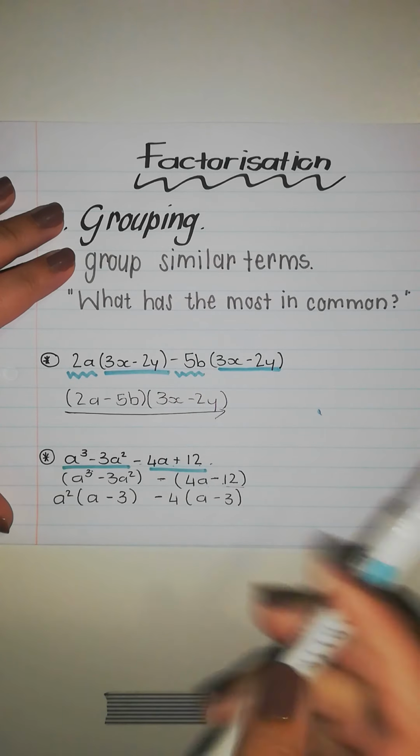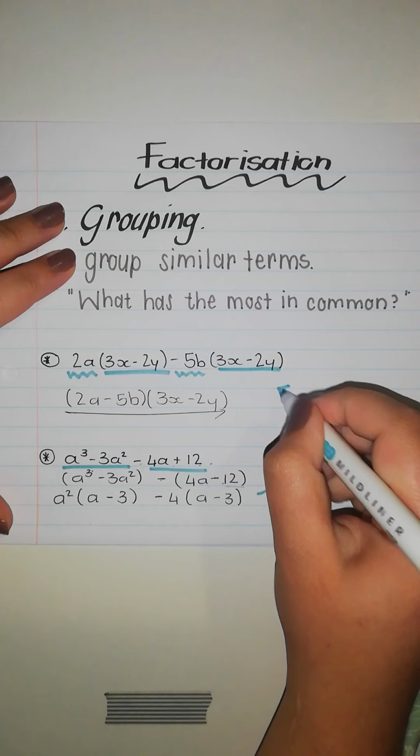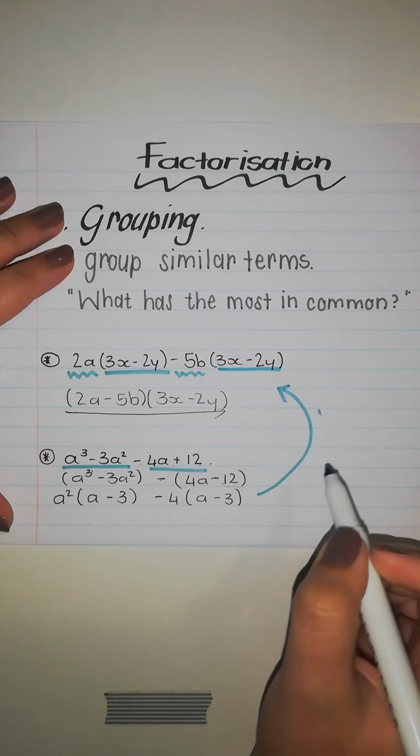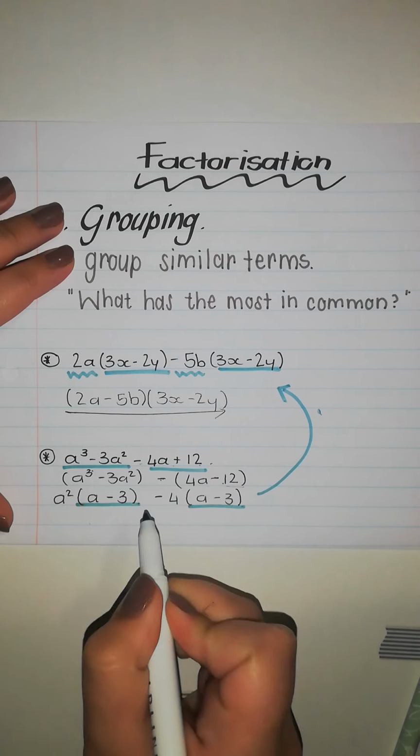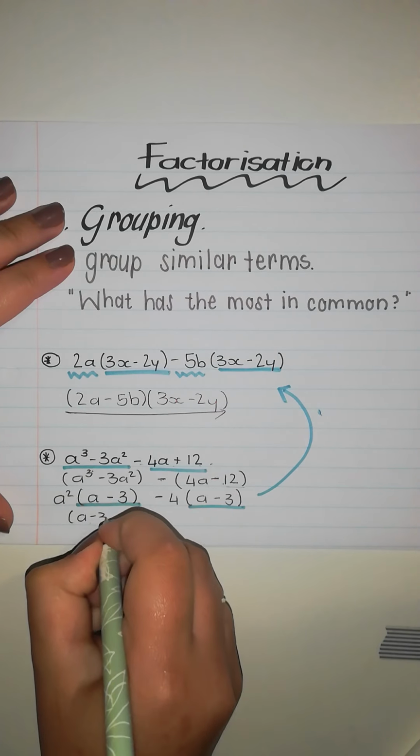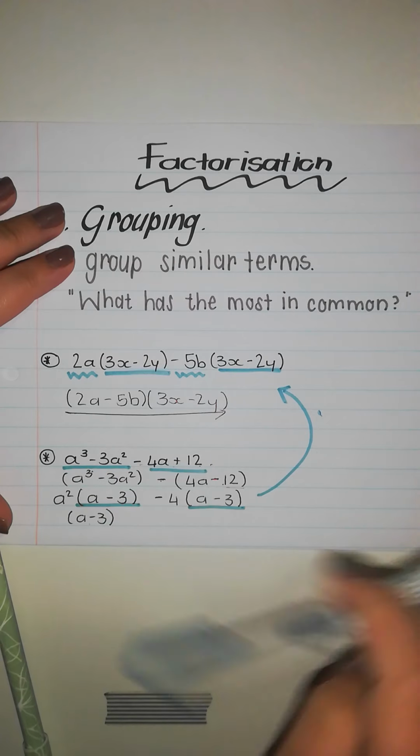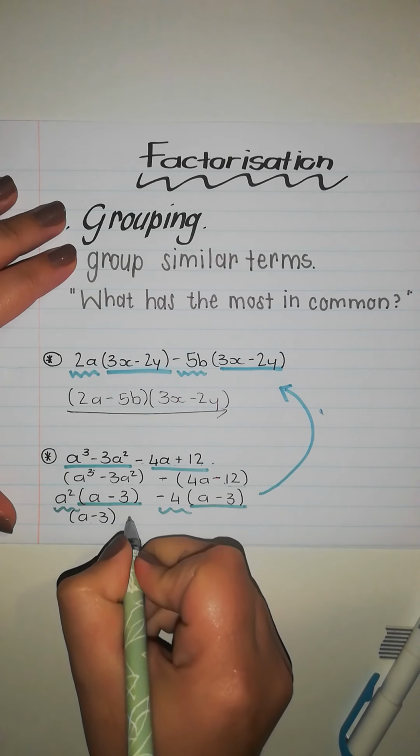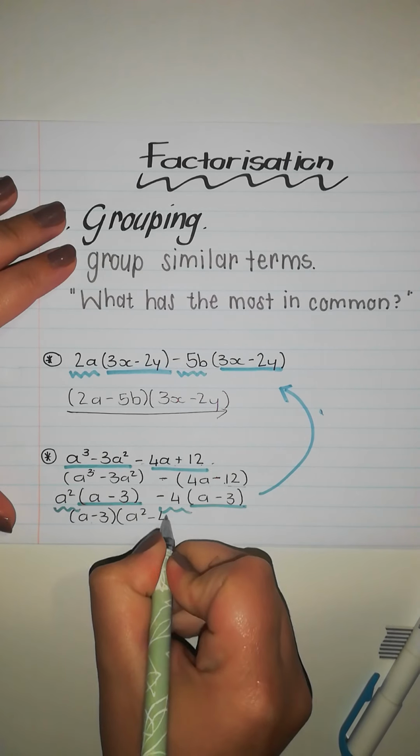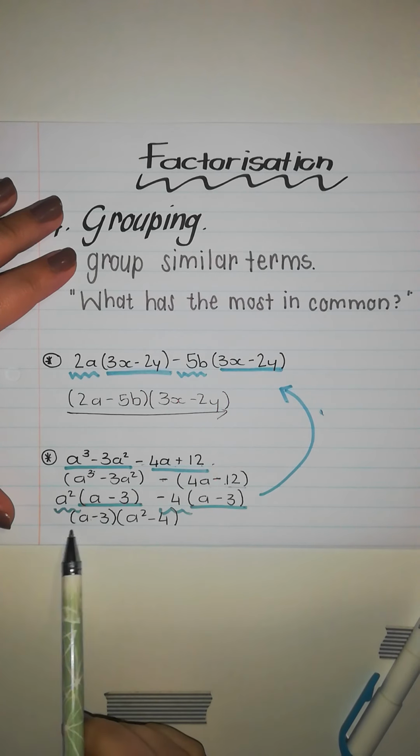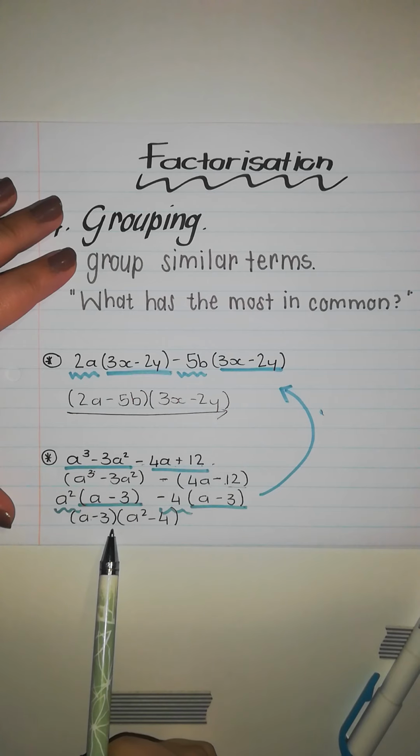Okay, now I refer back to this top one we did. Do you see it's in exactly the same format as what we started there? So we're going to do the same thing. These two brackets look exactly the same, meaning I'm going to put them together, saying it's a minus 3. And then these two look the same, so I'm going to group them together, saying it would be a squared minus 4. And whether I write this bracket first or this bracket first, it doesn't matter.